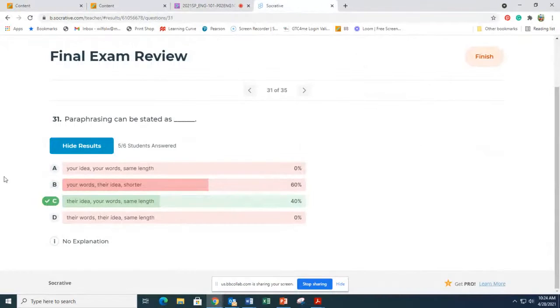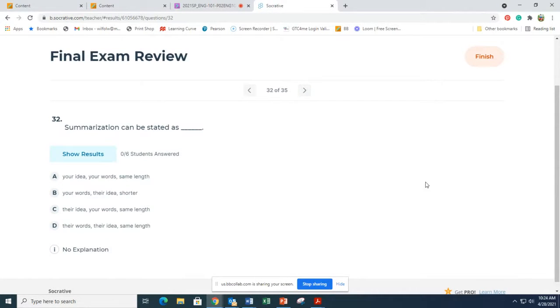Yes, you did. Everyone who picked B did. So here's your chance to redeem yourself. Summarizing can be stated as, so if paraphrases are the same length, which one is summaries?